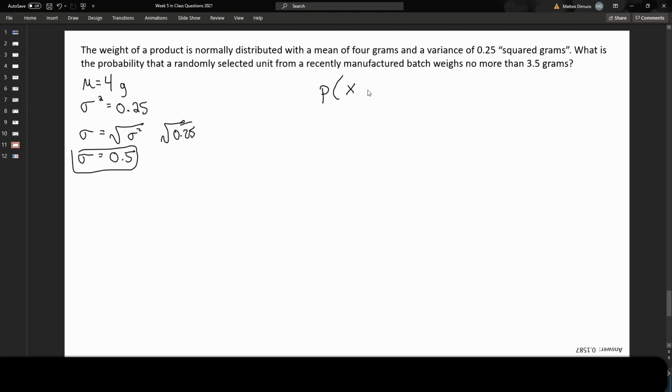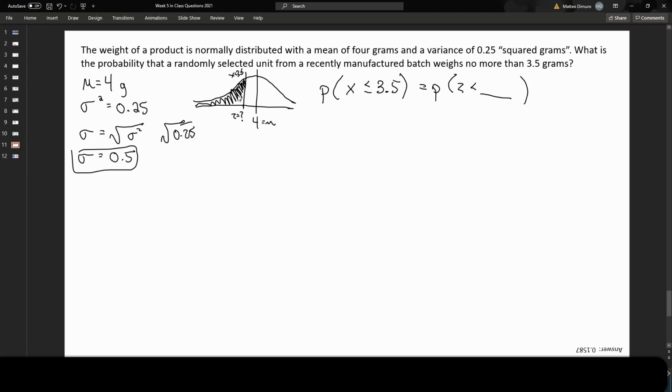No more than 3.5 grams. So X, no more, means less than or equal to 3.5. Now, because it's less than or equal to, whatever Z score we get, we're going to be looking for Z less than our magic Z score, right? Draw the picture. Every time, draw the picture. It's mandatory. So there's the mean of 4 grams. We're looking for 3.5 grams, that magic Z score. And we're looking for less than, so we're looking for the area to the left.